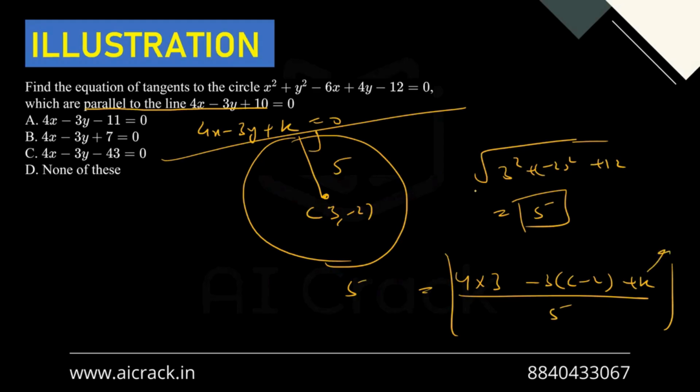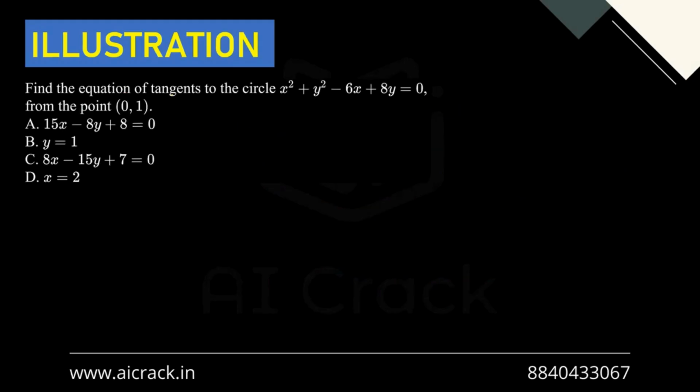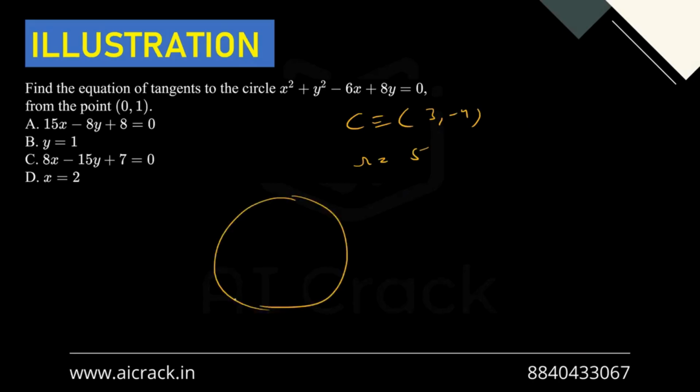Okay, now let's look at this question. Find the equation of tangents to the circle x square plus y square minus 6x plus 8y equals 0. So the center over here would be 3 comma minus 4. Okay, and radius would be 5 because we don't have any constant, so that would be under root g square plus f square minus 0, that is 5 only. Okay, and basically we have this circle and we have this point, and we have to drop two tangents from this point onto this circle.